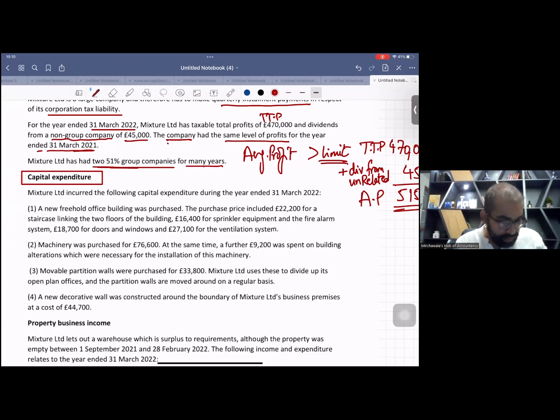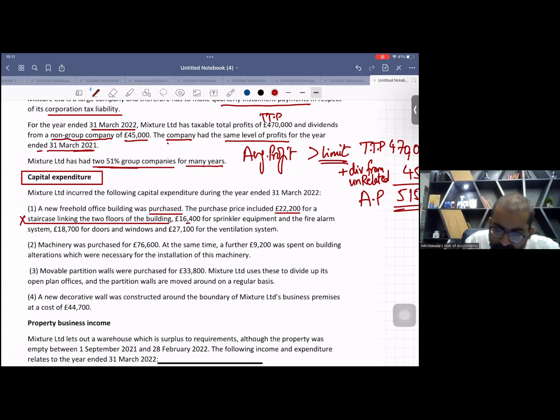Read it. A new freehold building was purchased. The purchase price included 22,200 for a staircase linking 2 floors of the building. A staircase is not plant and machinery. A staircase is part of the building. So we don't need to include it.